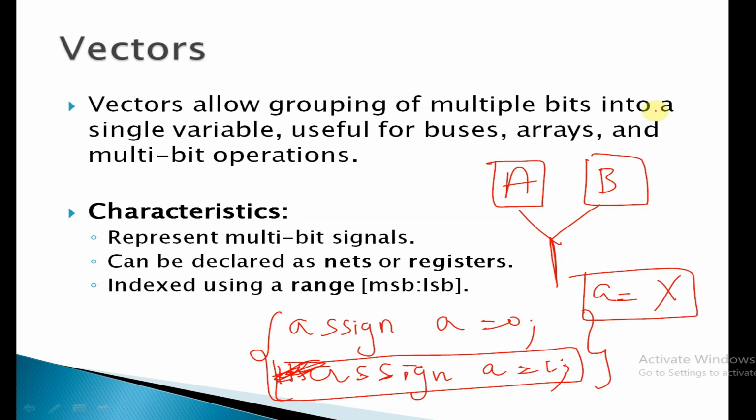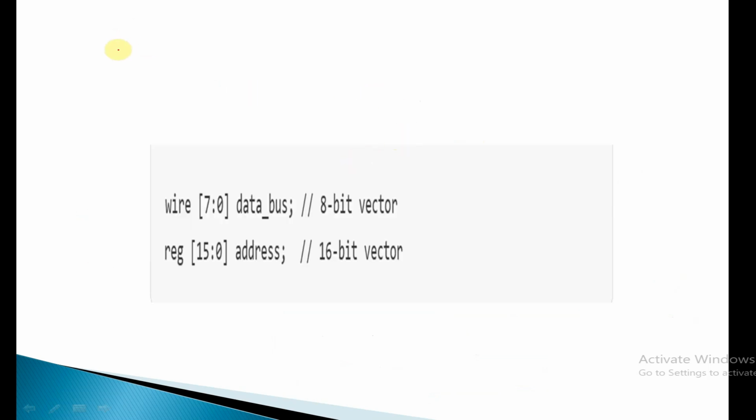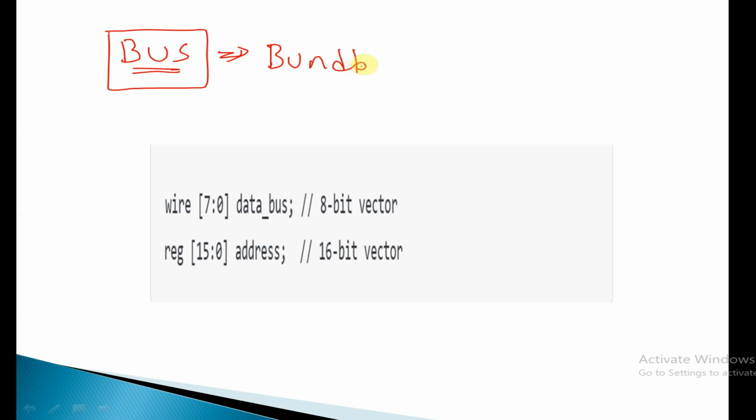In Verilog, vectors allow grouping of multiple bits into a single variable, and these are useful for buses, arrays, and multi-bit operations. Basically, vectors are nothing but a group of bits, used for modeling buses. Can anyone tell what the full form of bus is? Any idea? Signals. Okay, a bus is nothing but a bundle of signals.